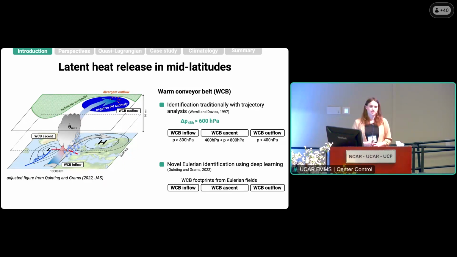However, as trajectory analysis is computationally quite expensive, Quinting and Grams in 2022 came up with a novel Eulerian identification using deep learning. And this has also been mentioned by one of the poster presenters, which is called the ELIAS 2.0 method. So here we look at warm conveyor belt footprints from Eulerian fields, and we can also look at the different stages, namely the inflow, the ascent, and the outflow.